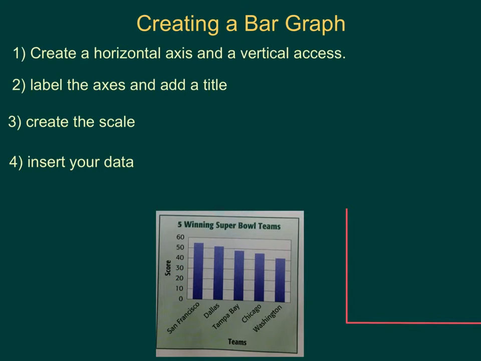The last thing we're going to do is insert your data. So you can see here, this is the data. It's 5 winning Super Bowl teams. Here are the teams. Here's the score. And so the data was put in here. So San Francisco looks like they scored about 55 points. Dallas scored about 52 points. You notice these are straight lines again. So again, you're going to want a ruler. It's very neat. It's easy to tell which bar goes with which team here. So again, just make sure you're doing this neatly and carefully.